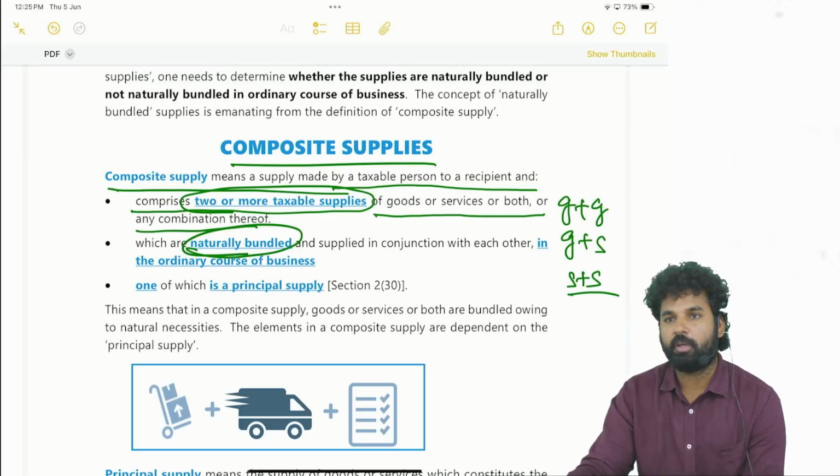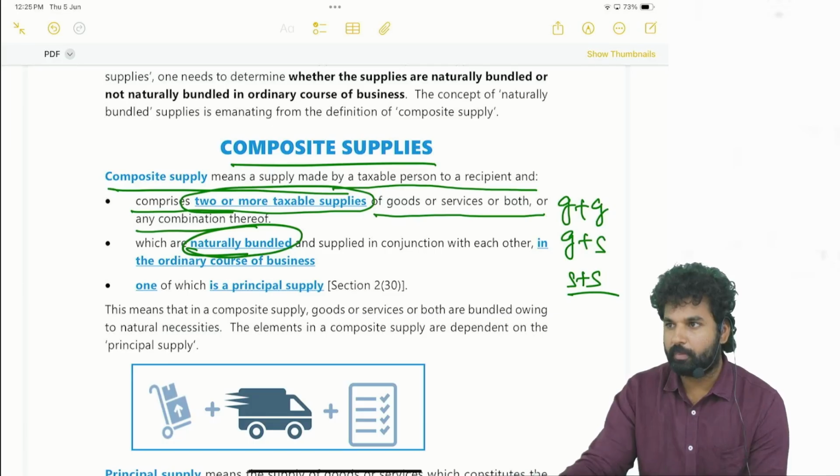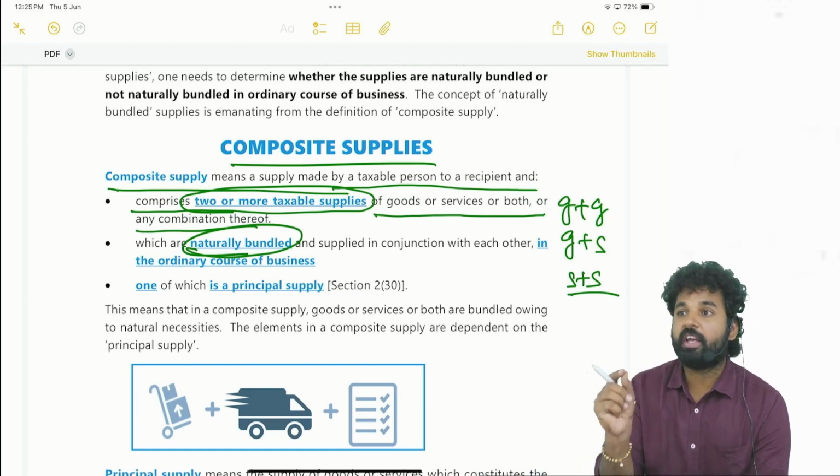We will not accept a TV without a remote. We will not accept a TV without a stabilizer. Likewise, we will not accept a phone without a charger. Charger can be sold separately, phone can be sold separately, but in general trade parlance, we will expect a charger to be given with the phone. Correct? So that is what is called naturally bundled.